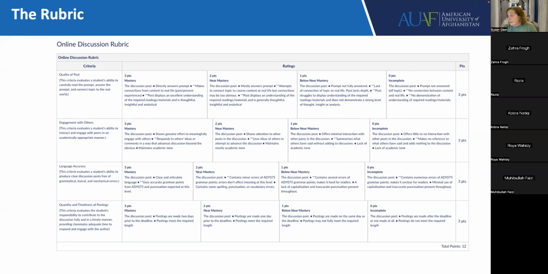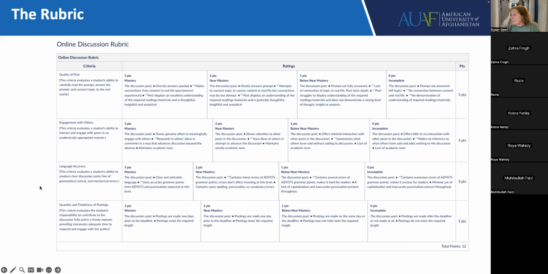This criteria evaluates the student's responsibility to contribute to the discussion fully and in a timely manner, providing classmates adequate time to respond and engage with the author. That means you are on time and your quantity is the right quantity that I asked you for, which is 150 to 200 words. If you are on time, you'll get 3 points. If you end up posting like at 11 o'clock on Saturday, you'll probably get 2 points. If you post after Saturday, you'll get 1 point. If you don't post, you get 0.